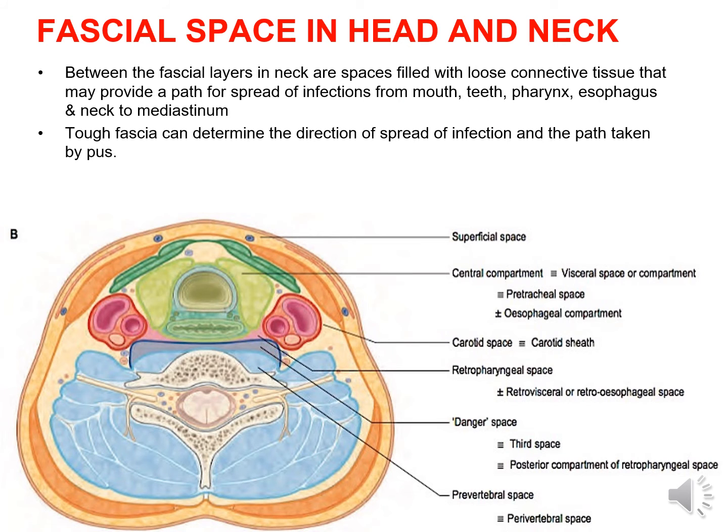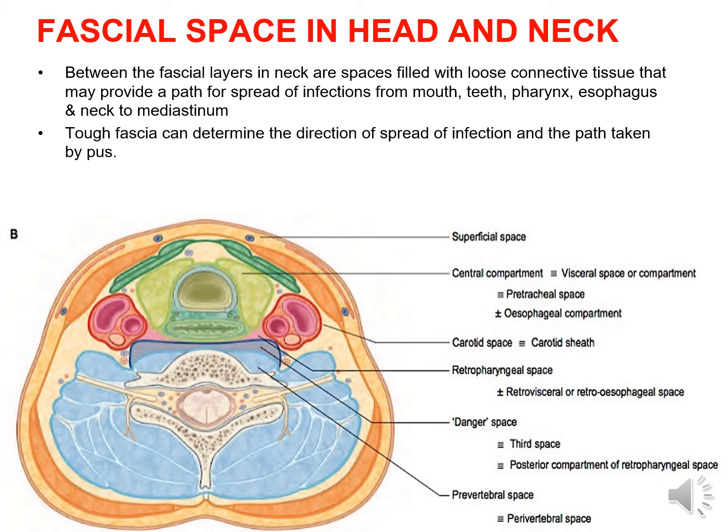Now, since we have covered the various layers of the deep cervical fascia, let us now study the spatial spaces formed between them in the head and neck region. So, between these fascial layers in the neck are spaces which are filled with loose connective tissue that may provide a path for the spread of infections from the mouth, teeth, pharynx, oesophagus and neck to the mediastinum. The tough fascia can determine the direction of the spread of the infection and the path taken by pus. So it is important to know the anatomy of these layers of the deep cervical fascia.